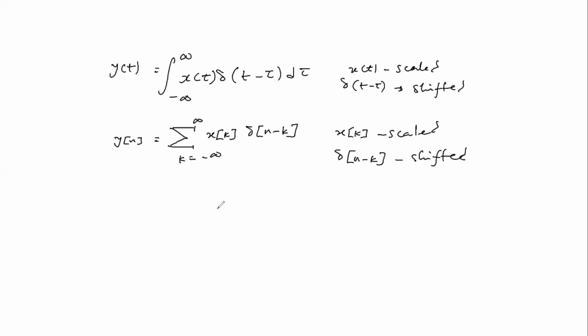That's the discrete version, right? Yes, this is discrete. All this is the discrete time signal, while this is the continuous time signal. Okay.